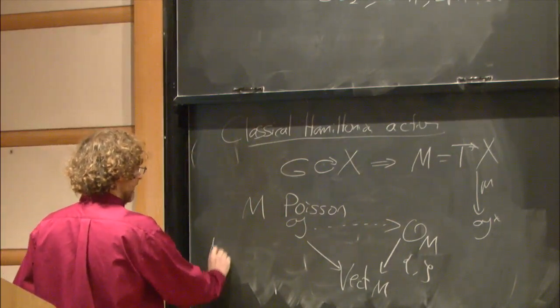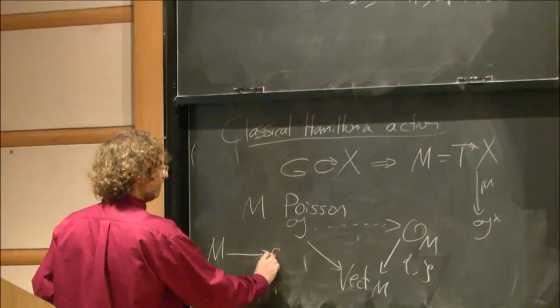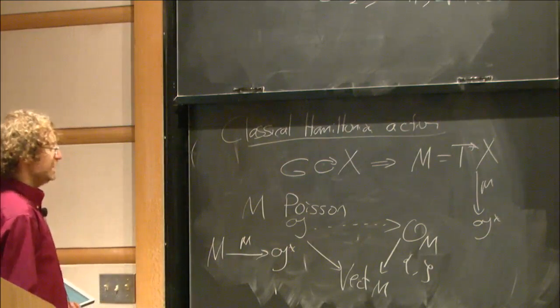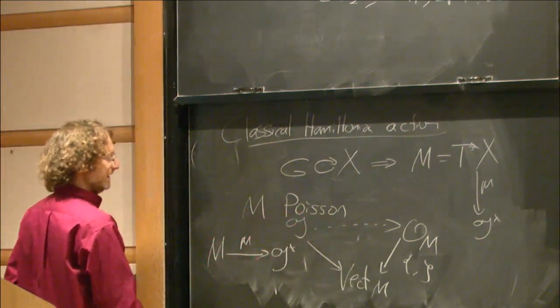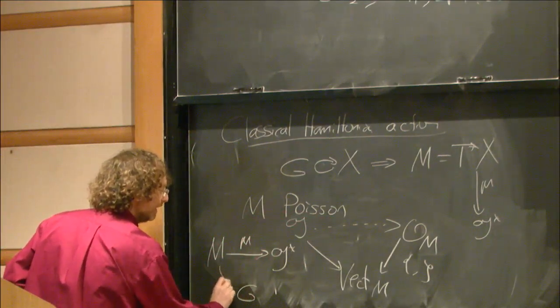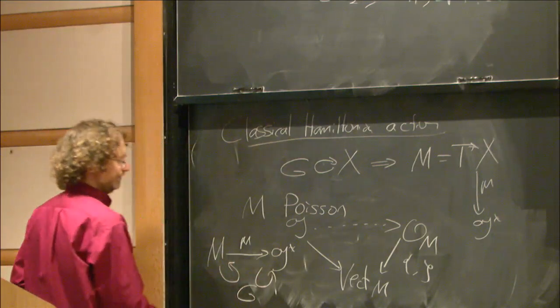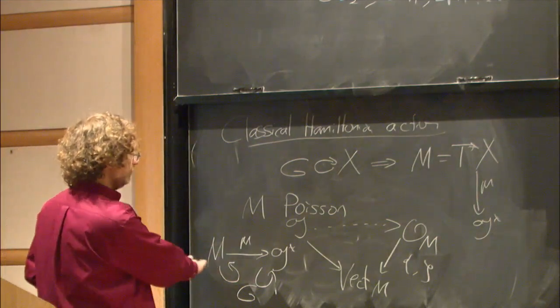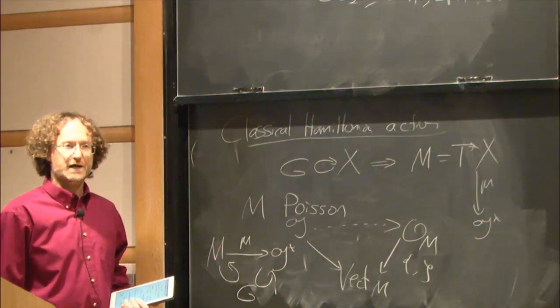So we have a map M. Maybe let's write it as a diagram like this. We have a map from M to G dual, which is encoding all of these functions, generating the Lie algebra action. And it's compatible with an action of the group. So you have an action of the group G on M, and a map to G dual, which is equivariant for this coadjoint action.